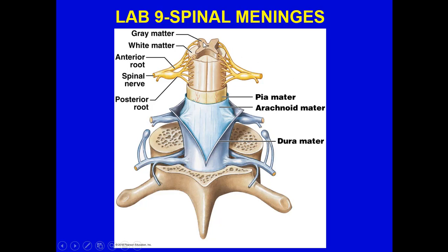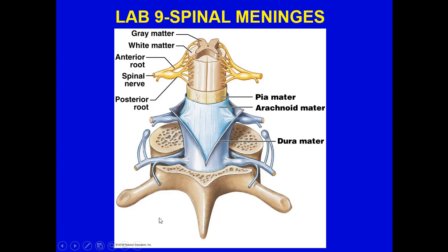Here we have our spinal cord. We have our gray matter here, our white matter here, the anterior horn here, the posterior root here. So we have eventually the spinal nerve. Then we look at this further and we see the pia mater, that's intimately attached to the spinal cord tissue. We have the arachnoid mater, which is next. And then we have the dura mater.